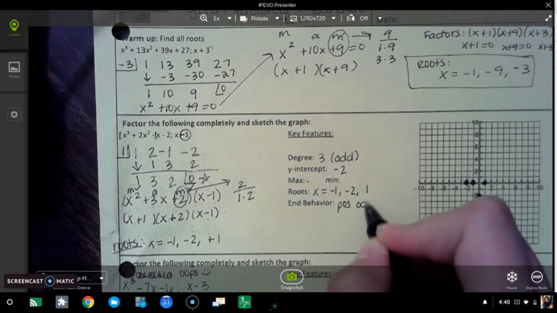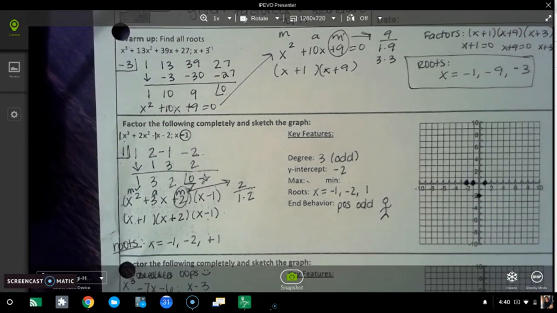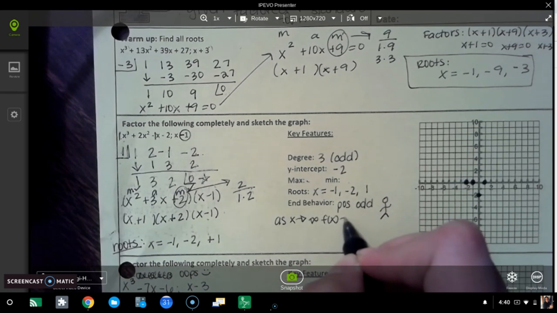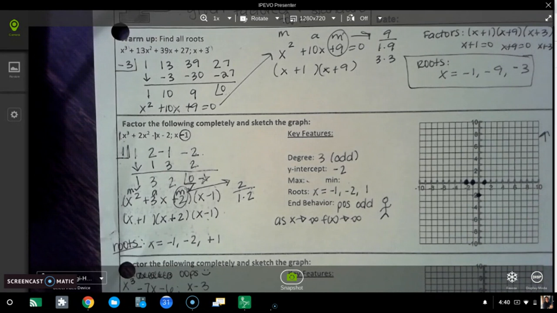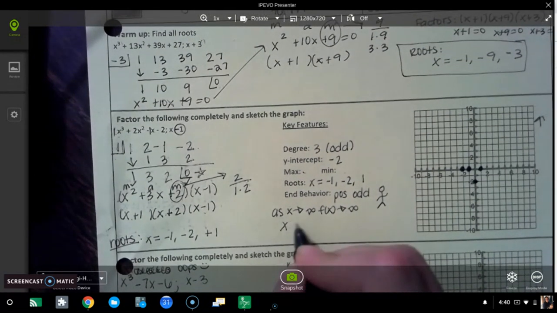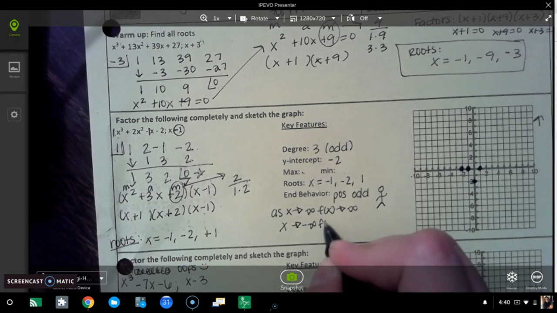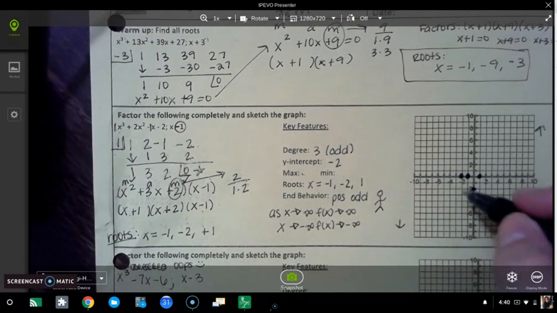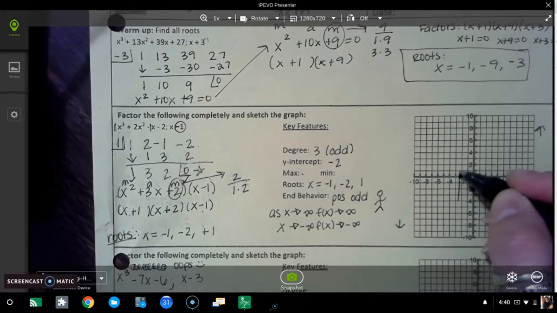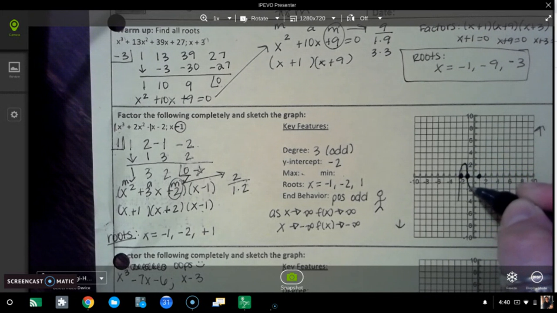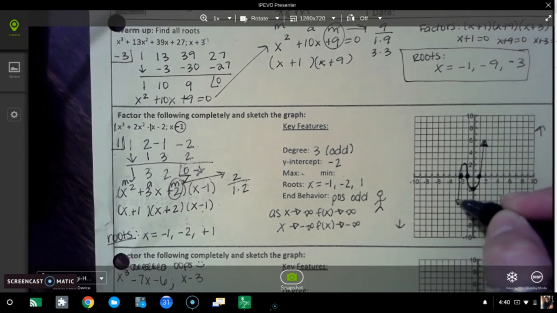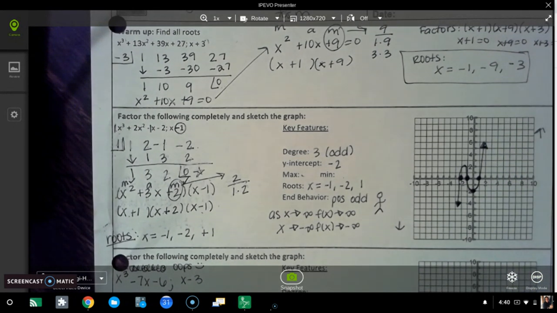So we are positive, odd, which means we look like this. So as x goes to infinity, f of x goes to infinity. So we're going to end there. As x goes to negative infinity, f of x is going to go to negative infinity down there. So we start down here, go up, turn around, come back down, cross through, and go up. So that is what our graph should look like when we sketch it.